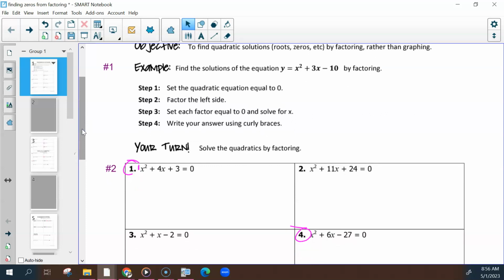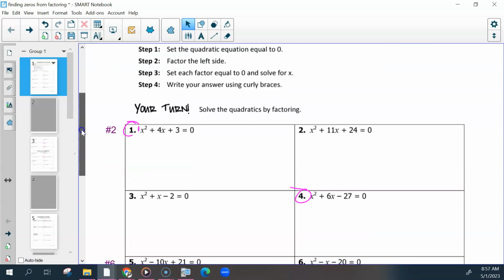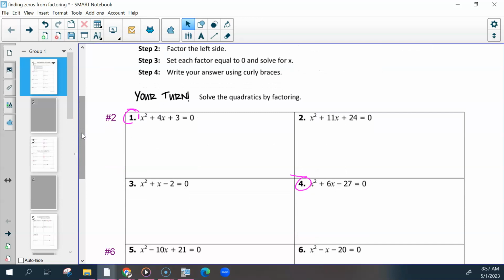So first things first, the equation has to be equal to 0. Whether that's on the right or left doesn't matter. So make sure the equation is equal to 0. If it's not, you have to get it there. Factor whichever side is factorable. And then once you find your factors, we're going to set both factors equal to 0. And that will give you your zeros or solutions.